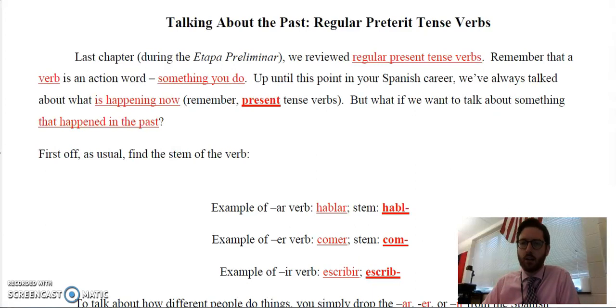For example, acampar: you drop the AR and it would be yo acampo, tú acampas, él y usted acampa, nosotros acampamos, ellos acampan. ER and IR verbs are very similar. For example, yo como, tú comes, él come, nosotros comemos, or for an IR verb like escribimos, with the IMOS, and ellos comen or escriben. By putting all of those verb endings on those verbs, you've just told about who does what in the present tense. Like right now, what do they do?